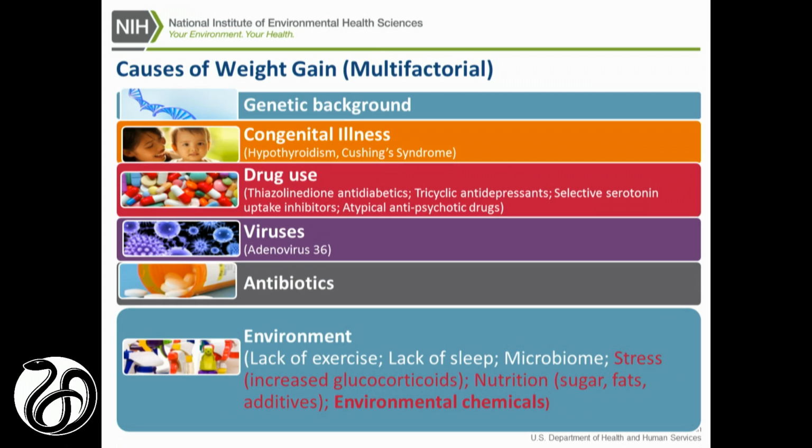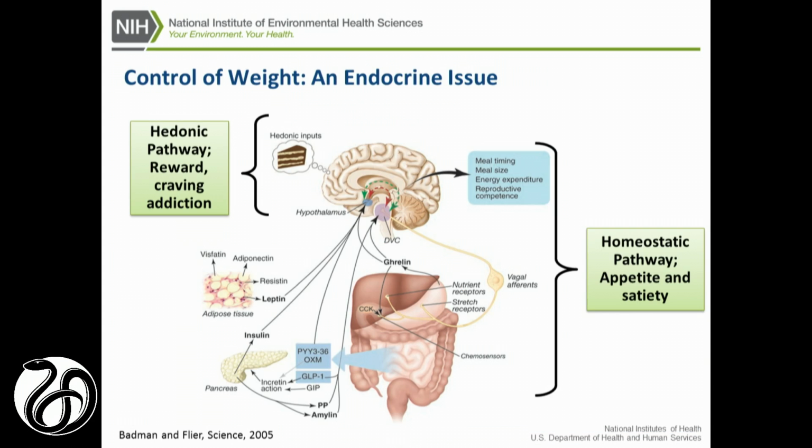So what causes obesity? Obviously, it's multifactorial. It's genetics, and then all of this is environmental. You're going to hear throughout the day, today and tomorrow, about viruses and antibiotics and nutrition, sugars and fats and additives and colorants. But I'm going to focus here now just on the environmental chemical part of the environment.